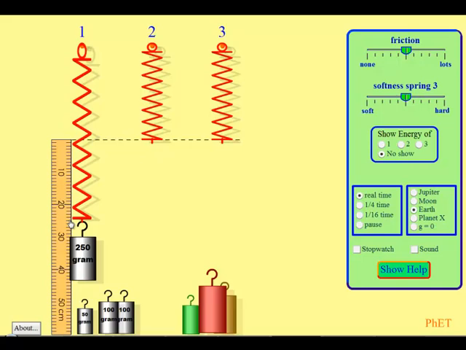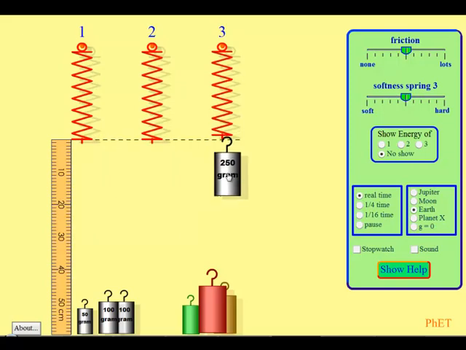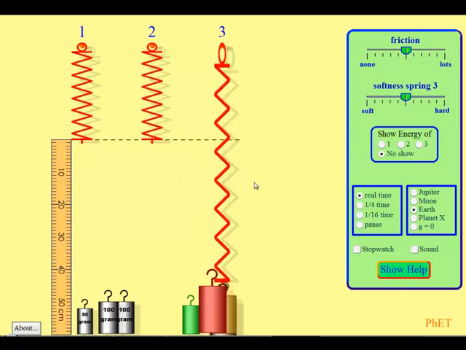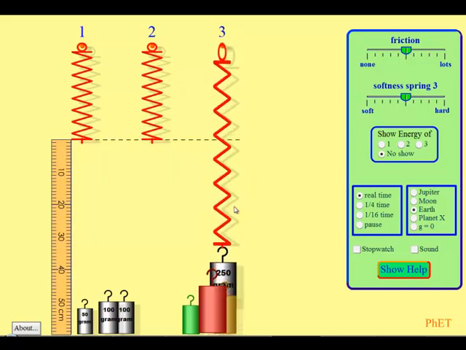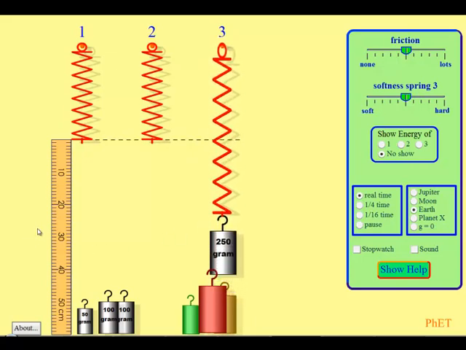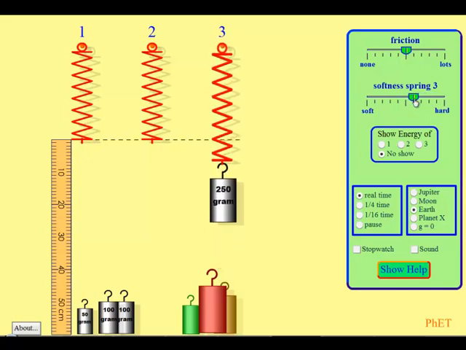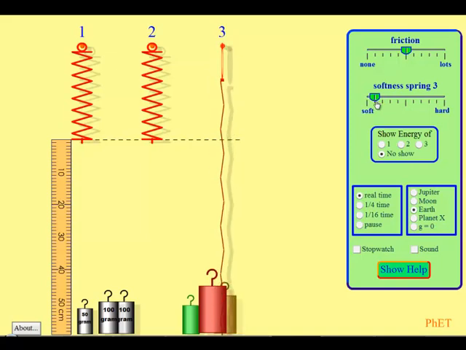But not all springs are equivalent. So for instance, if I use a different spring, spring number 3, it is actually stretching more this time. Let's see how much we stretch here. That is because the stiffness of the spring can be varied, and so if we make it stiffer, it won't stretch as much. If we make it softer, it will stretch way more than the other one.